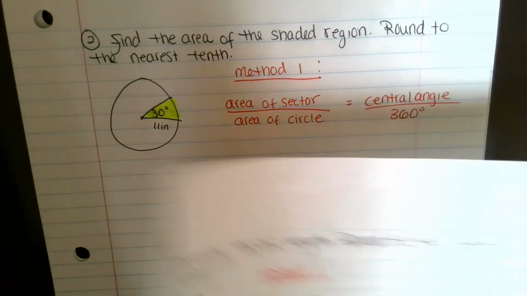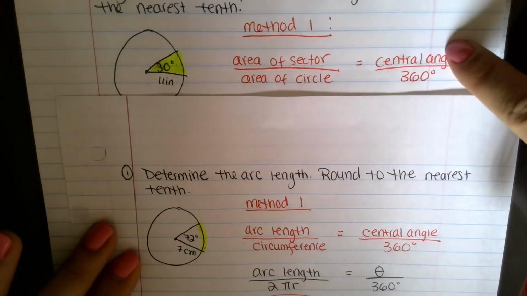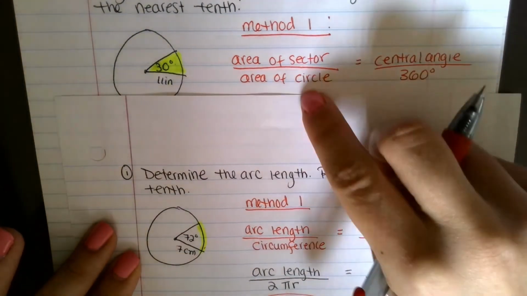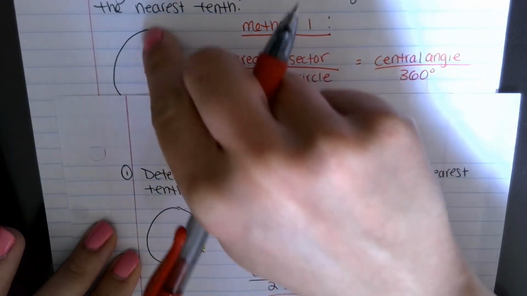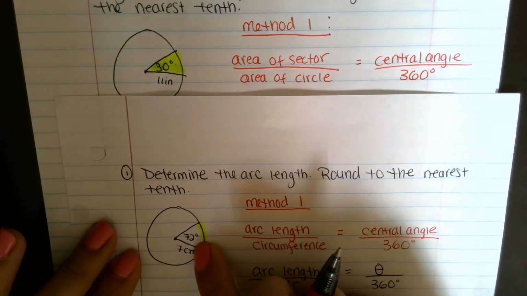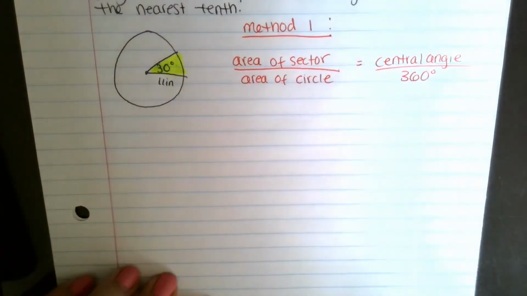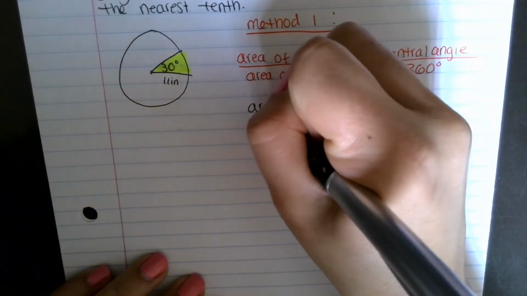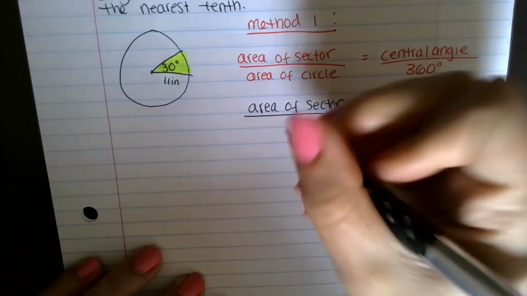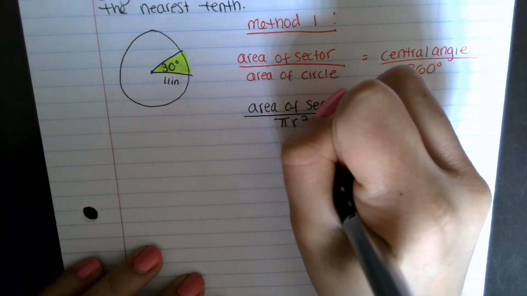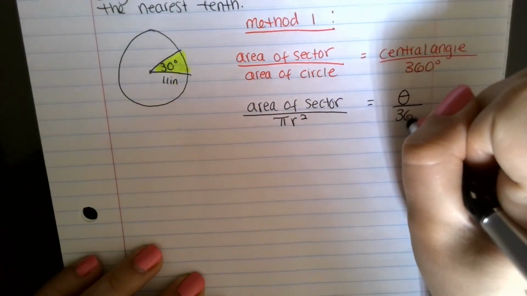So if you notice, very similar to the first example. This is the same. It's your angle that you have over the whole degree of a circle. The only thing is now, if I'm dealing with the area of the sector, I need the area of the circle. Meanwhile, here was an arc length, which is part of the whole circumference. So that's the only thing that changes. And now we're going to plug in our values. So we have area of sector over the area of a circle, which is, the formula is pi r squared, equals my central angle, rather than theta, over 360 degrees.